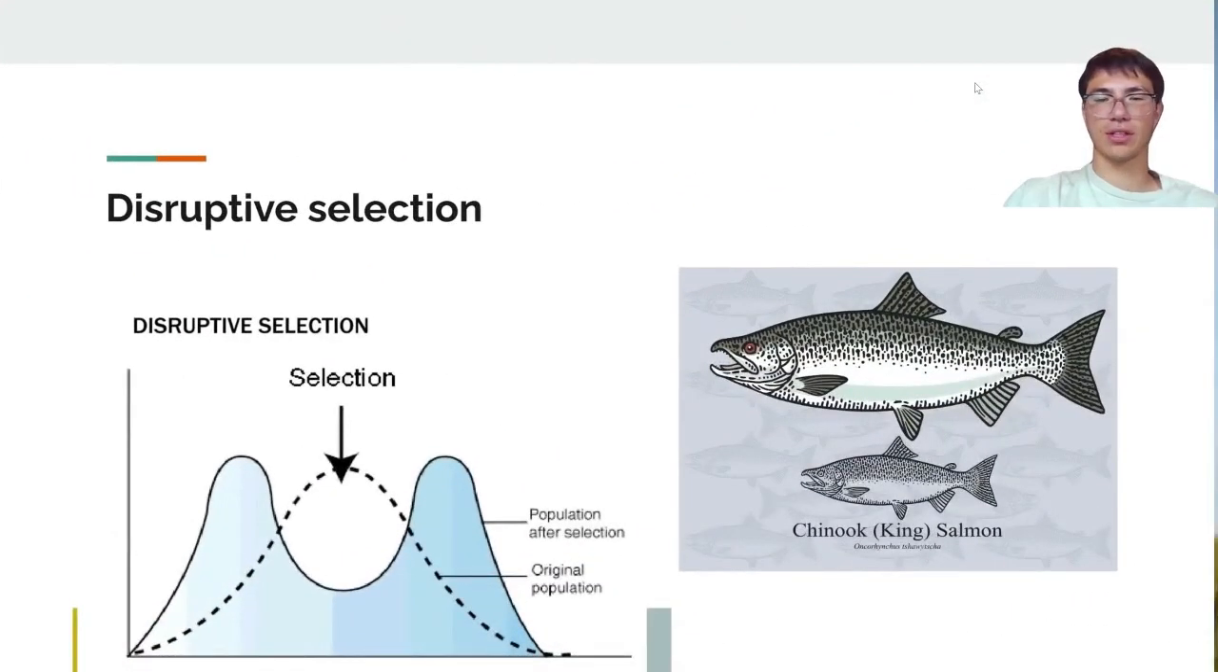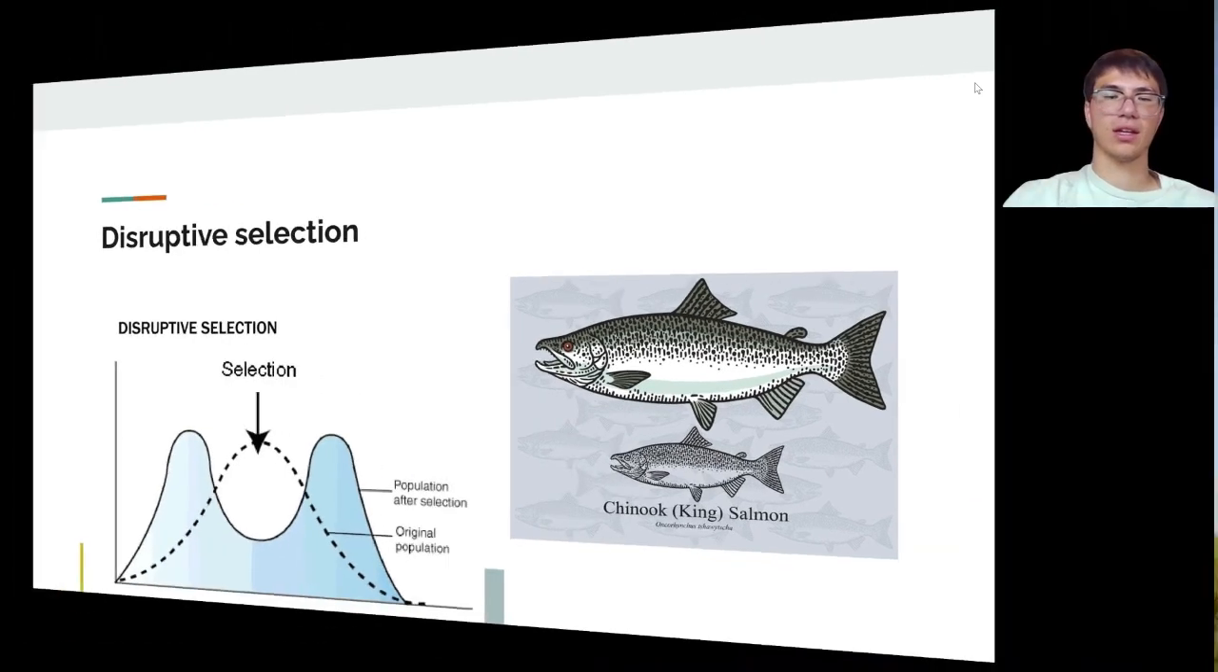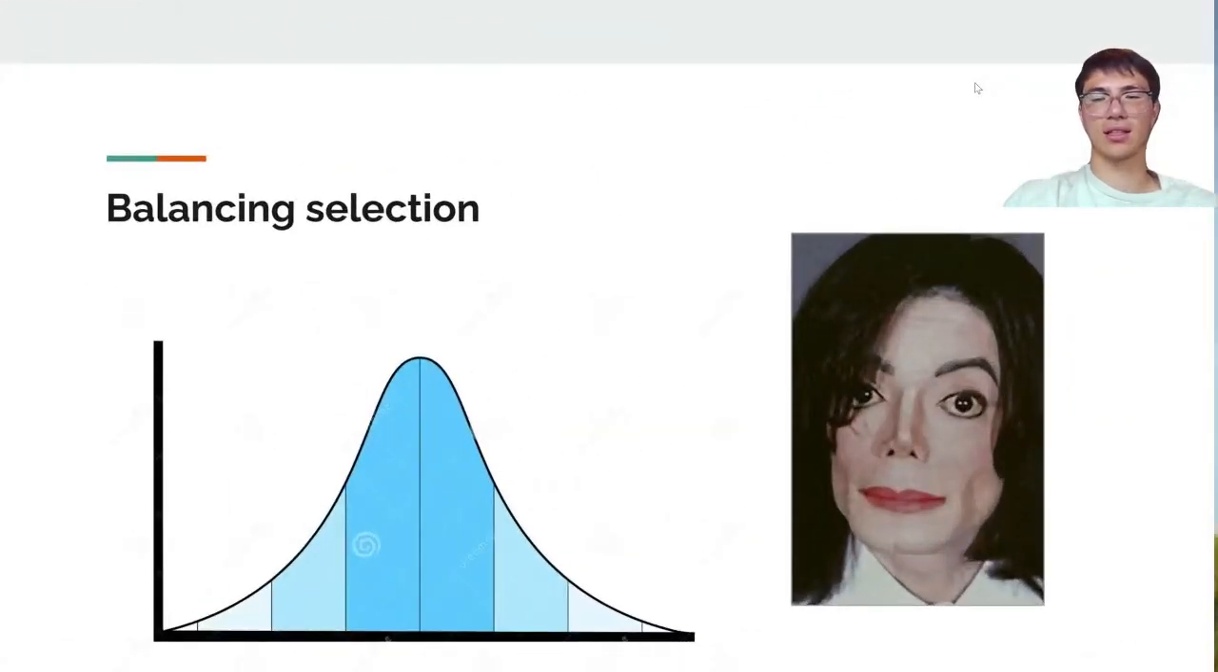To continue, we have disruptive selection. This mode favors extreme phenotypes in both directions, which leads to a bimodal distribution of traits in a given population. An example of this can include size in salmon. Larger, stronger salmon are able to fight for territory and mates, whereas smaller, more nimble salmon are able to avoid competition by sneaking around. This leaves intermediate-sized fish to die off as they're too weak to fight and too slow to avoid other fish. Last but certainly not least, we have balancing selection.